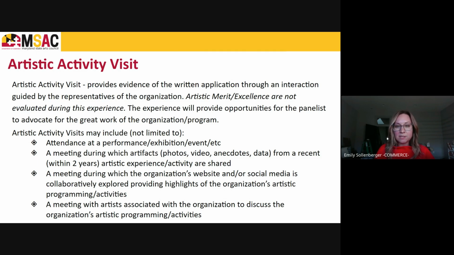If you don't have something that a panelist can attend in public, you might consider a meeting, which would involve looking at photos, videos, data, or any type of past artistic experience or activities that could be shared between the panelists and the staff. You could also have a meeting that involves looking at the website or your social media to explore those programmatic highlights and artistic activities that you're doing throughout the year. And it also could include artists or members of the organization to really talk through the goals and activities throughout the year.